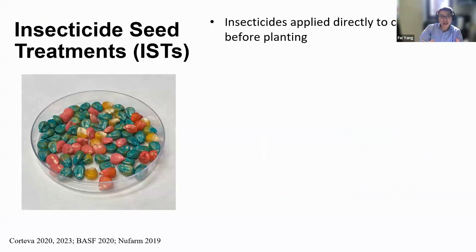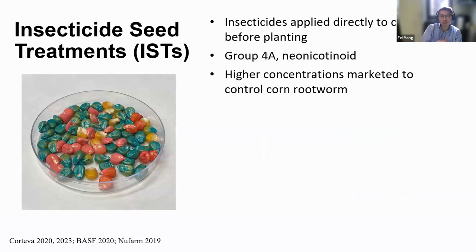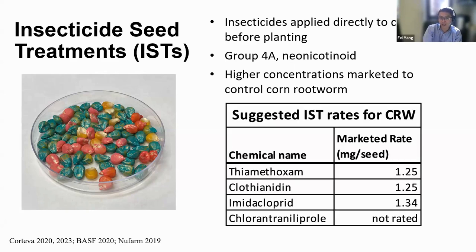So finally, for rootworm, I'd like to talk a little bit about our insecticide seed treatment. Most of these seed treatments are from group 4A neonicotinoids, and the high concentrations were marked for management of corn rootworm. For example, we have thiamethoxam and chlorantraniliprole at 1.25 that can be used for management of corn rootworm.